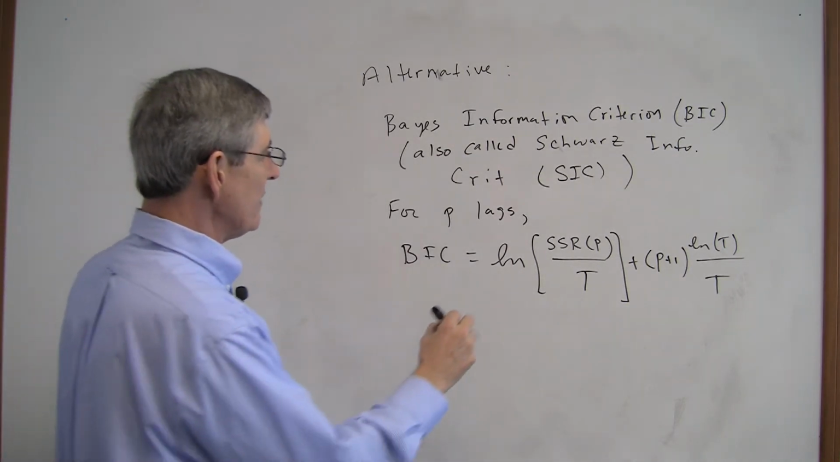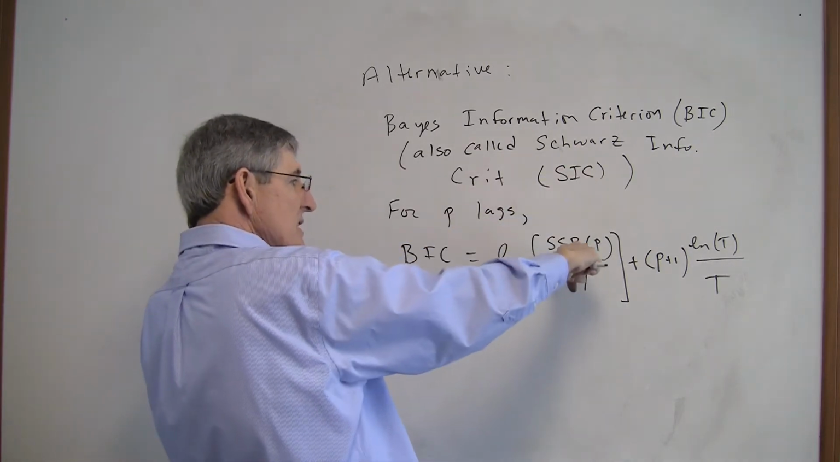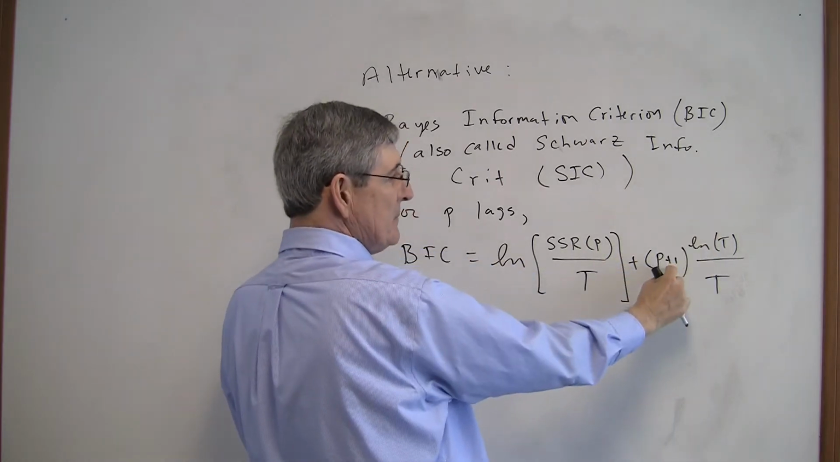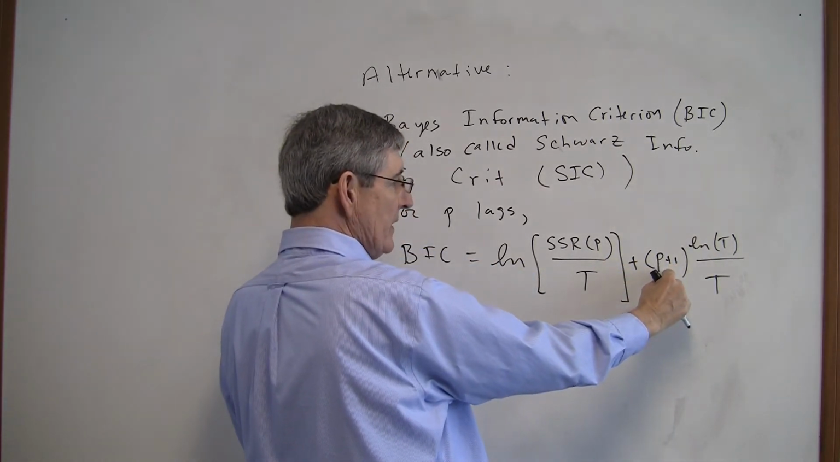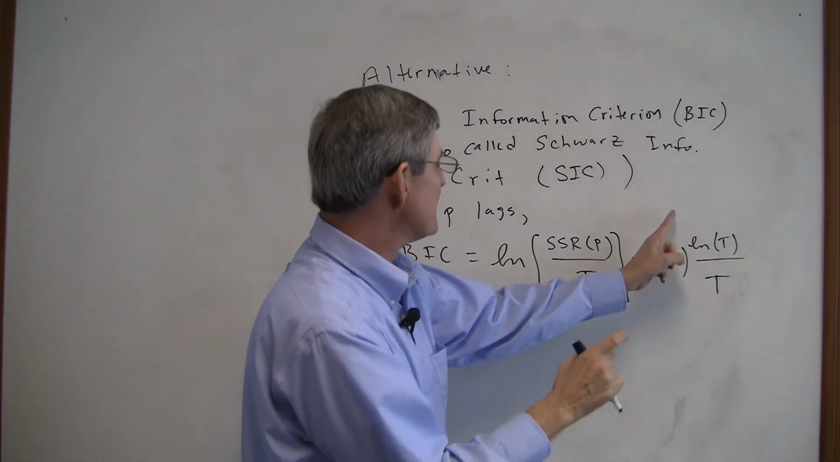This does the same thing. When we add another variable, the sum of squared residuals will always go down, but this will go up because p plus 1 will get larger. And so we'll keep adding variables until this term dominates.